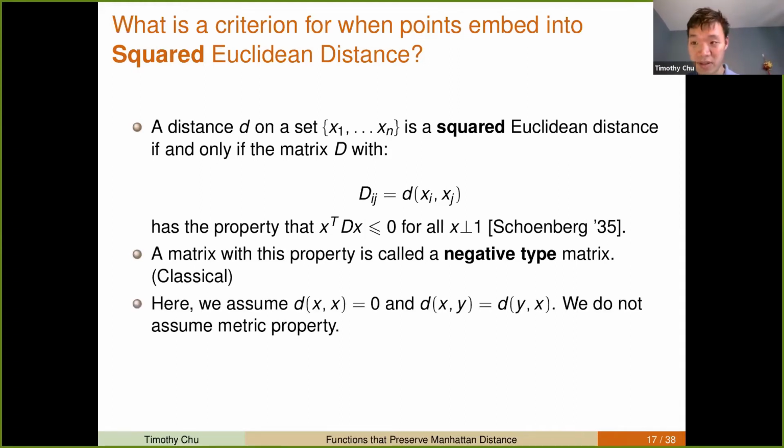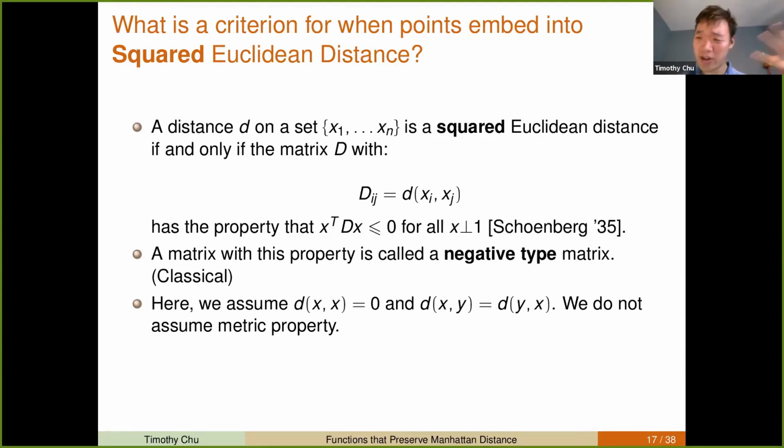Here we assume that the distance between x and itself is 0, and the distance between 2 points is symmetric. But we don't necessarily assume that these points have triangle inequality. Okay, I'll just give everybody about 5 seconds to stare at this criterion a bit. We'll dive into it a little more because this criterion doesn't seem very accessible at first.